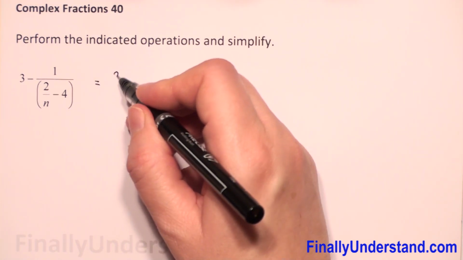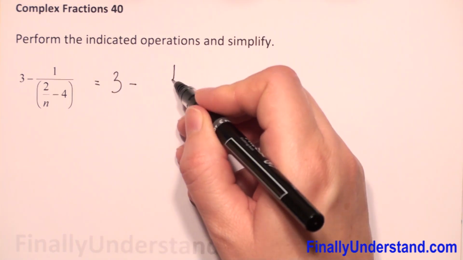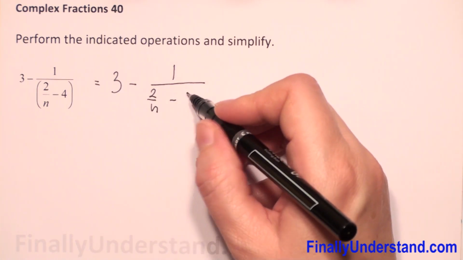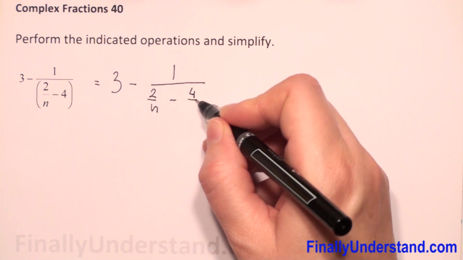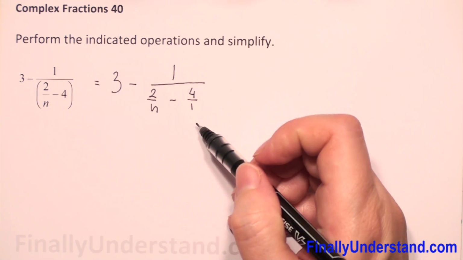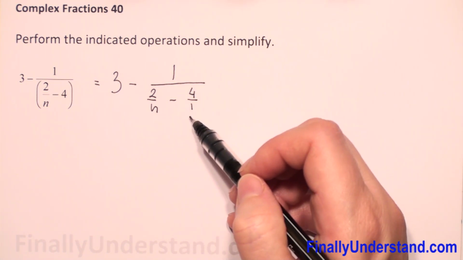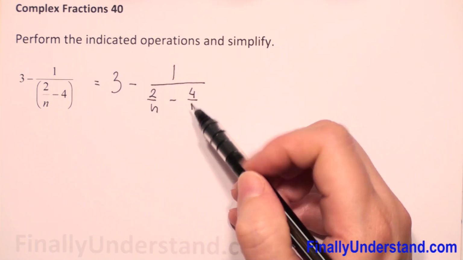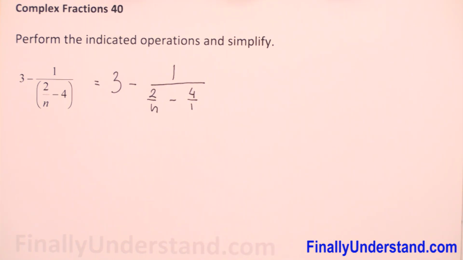So, we copy 3 minus, and we have 1 over 2 over n, which we copy, and 4 we put over 1. So now we have two fractions. How do we subtract two fractions? When we have the same denominator, we have n and 1. So the common denominator will be n.